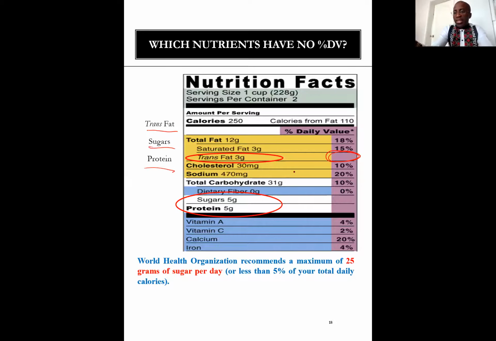So basically, what we learn is we don't have the percentage daily value because the scientific committee is not able to determine how much trans fat people can eat. All right. But what we say is to reduce or not have any trans fat, because trans fat is associated with cardiovascular disease, with heart disease. All right.